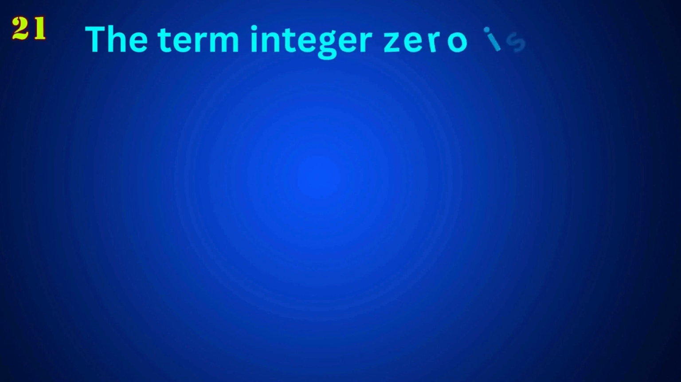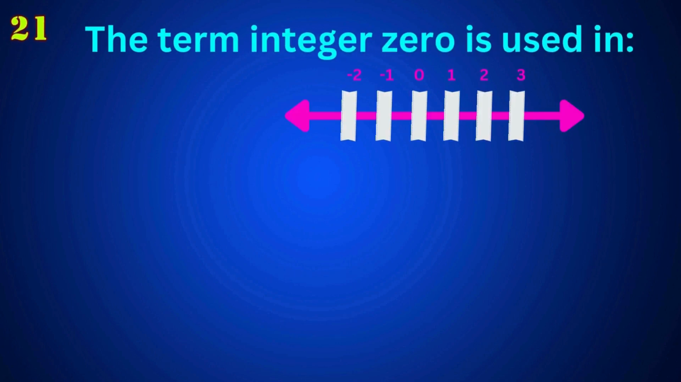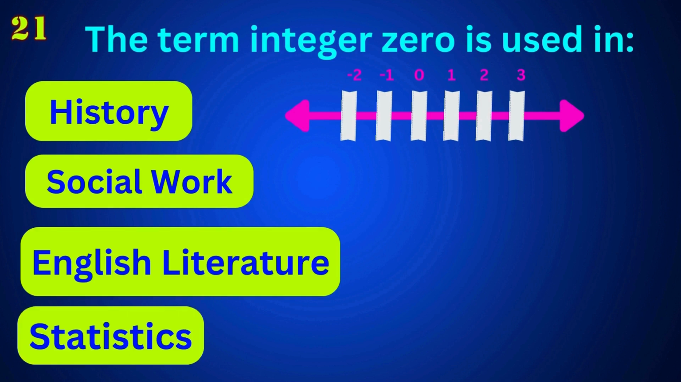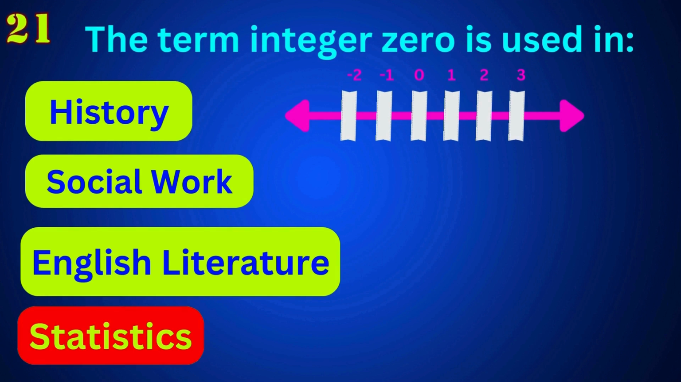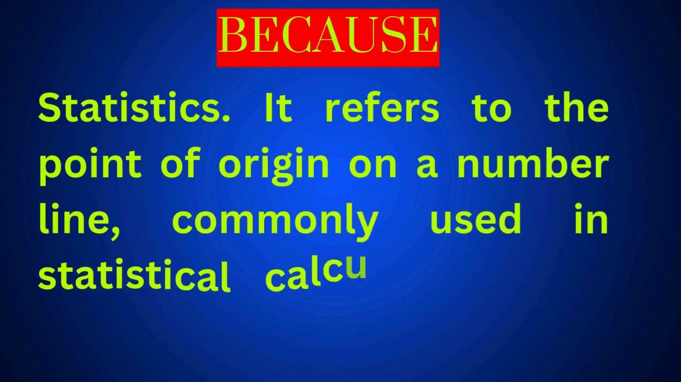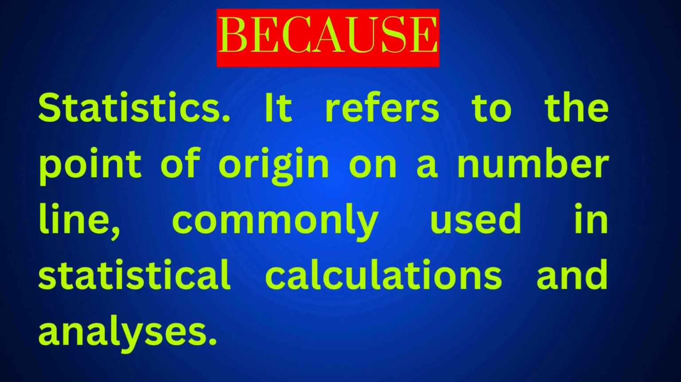The term integer zero is used in. Options are history, social work, English literature, statistics. Right option is statistics, because it refers to the point of origin on a number line, commonly used in statistical calculations and analyses.